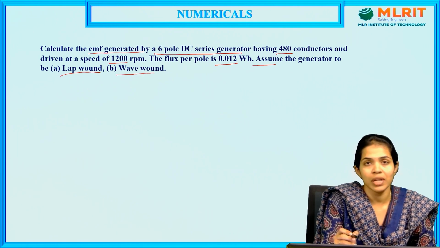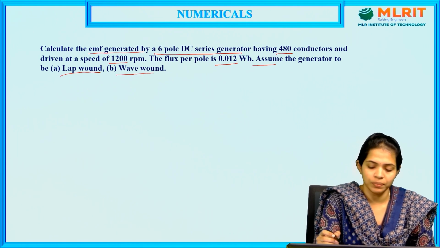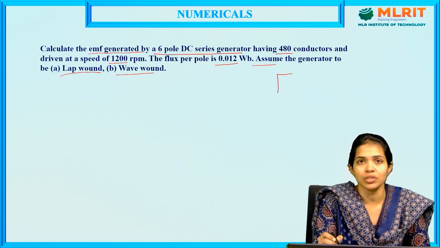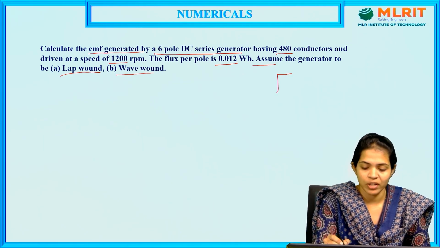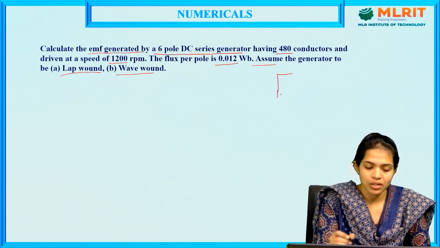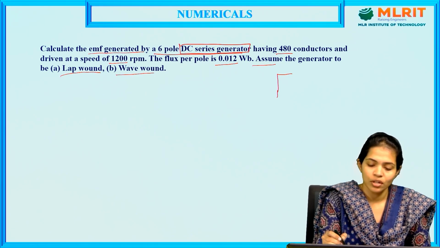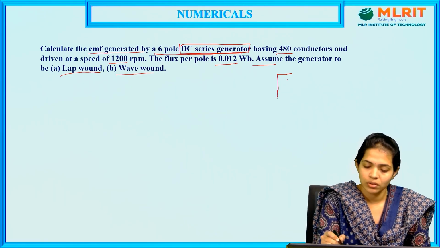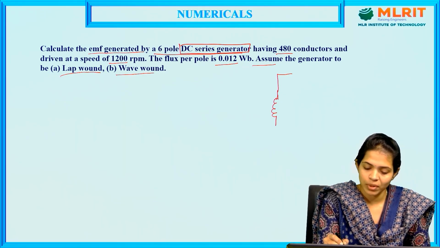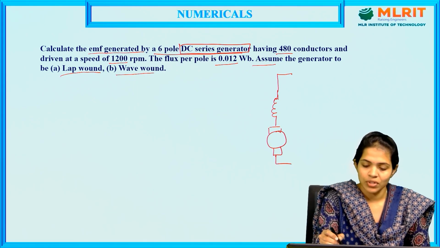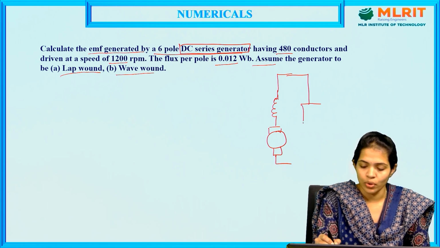Before solving any problem, we have to first draw the circuit diagram for the respective question. As the question mentions a DC series generator, we have to draw it. A series generator is nothing but a series field winding in series with the armature, which is in turn connected to the load.